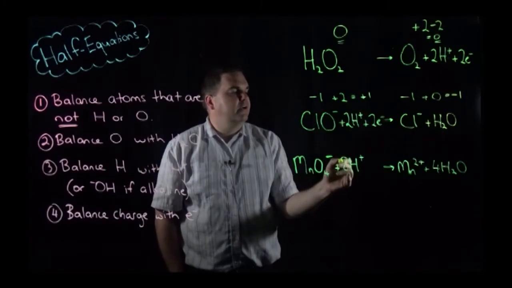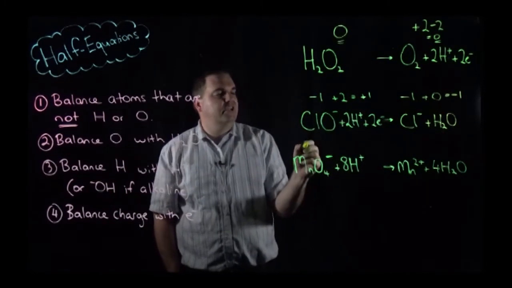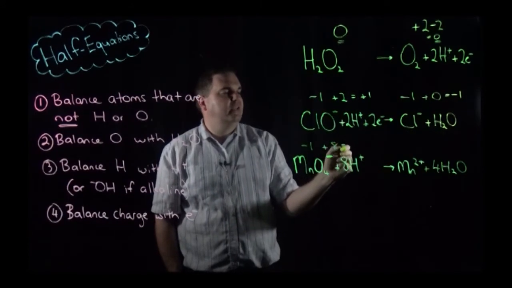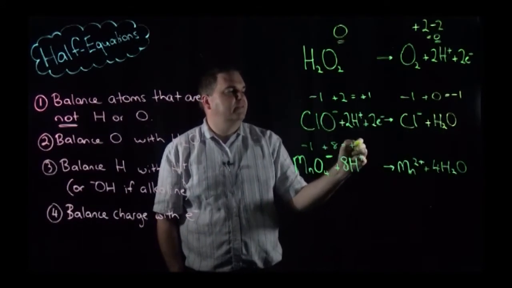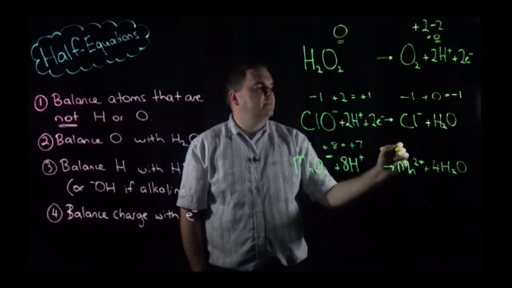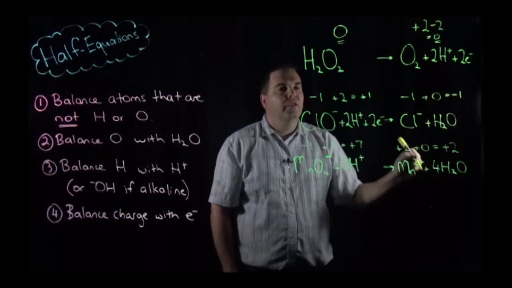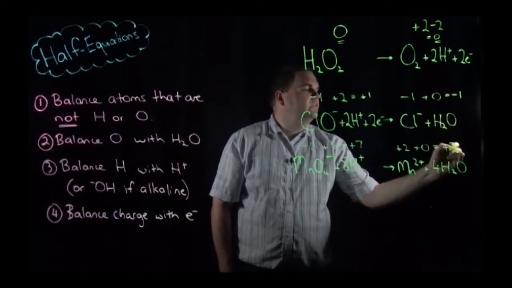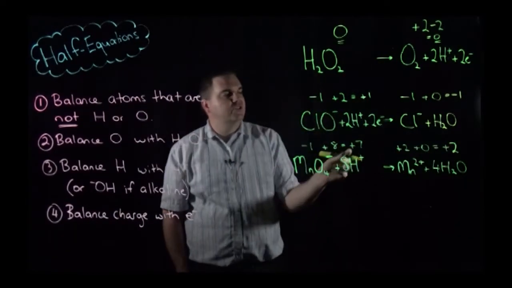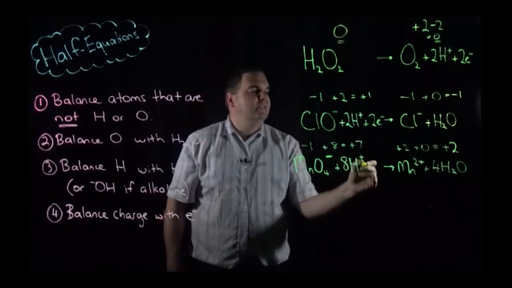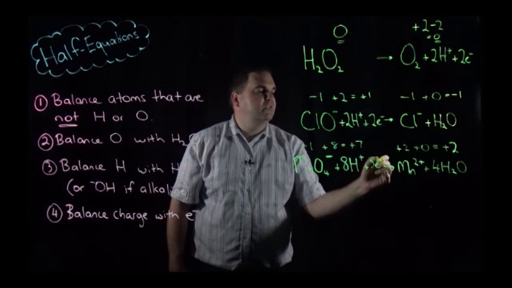So what we want to do is work out the charge. We've got -1 there, we've got +8 there, so overall that gives us +7. On this side our charge is +2 + 0, which equals +2. So what we want to do is try and get our charge to go from +7 to +2. We can only bring the number down, so we need to add in 5 electrons on this side.